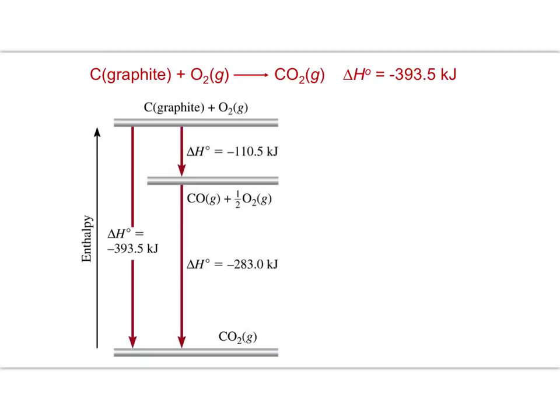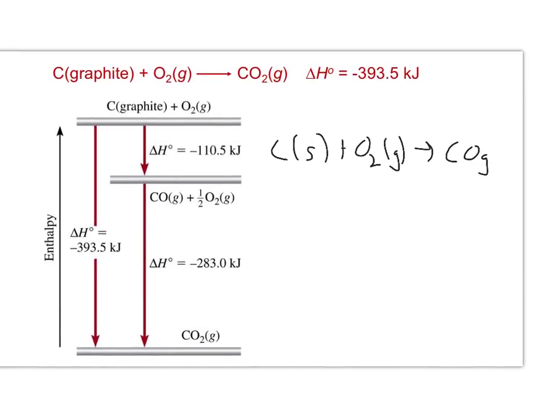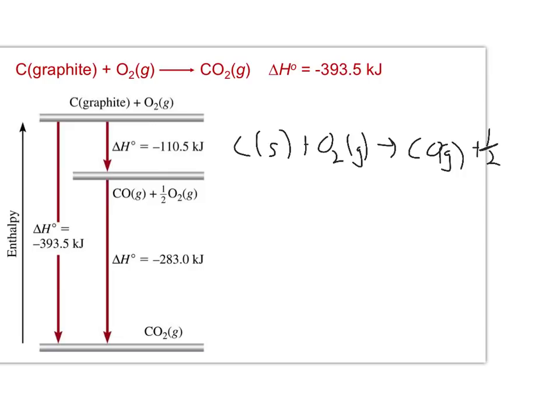So here we have graphite, just going to abbreviate it as carbon solid, plus oxygen gas, reacting to make carbon monoxide gas, and half a mole of oxygen. This equation, the reactants, intermediate products, energy is released. This enthalpy is exothermic. So 1 mole graphite reacting with 1 mole of oxygen gas to make 1 mole of carbon monoxide and half a mole of oxygen gas.